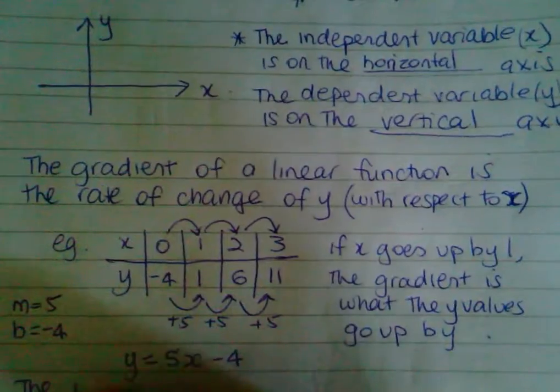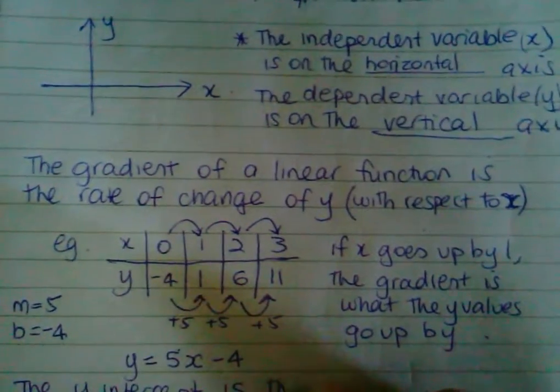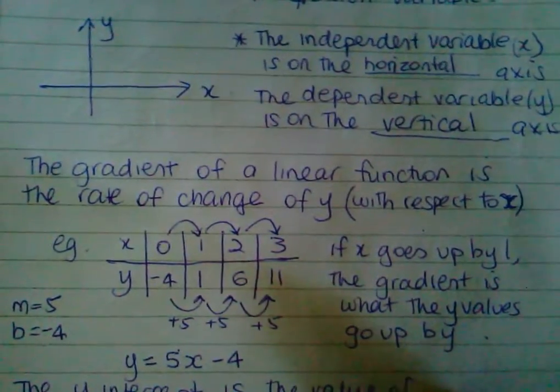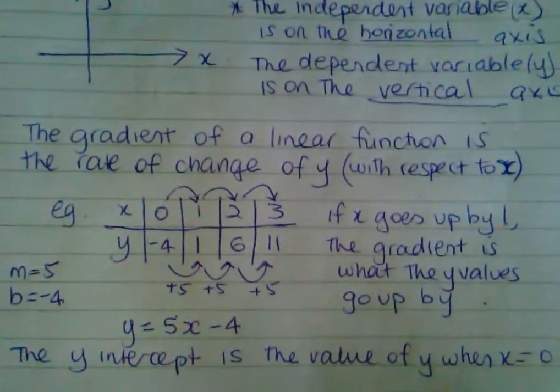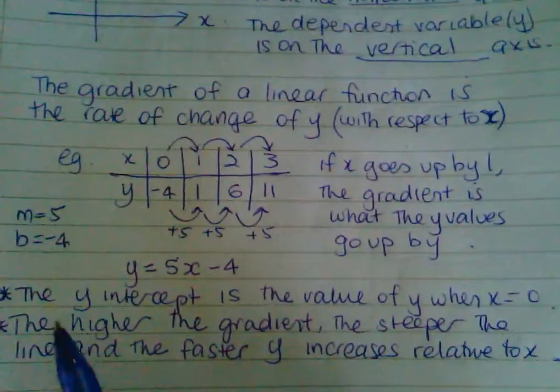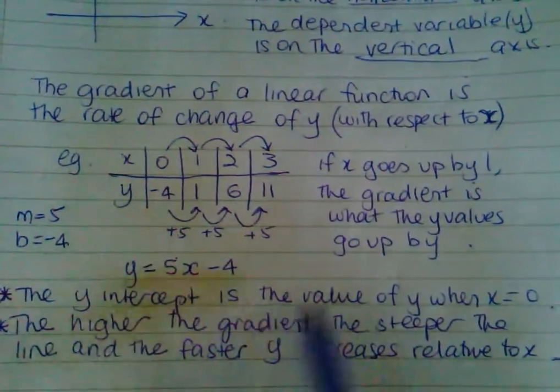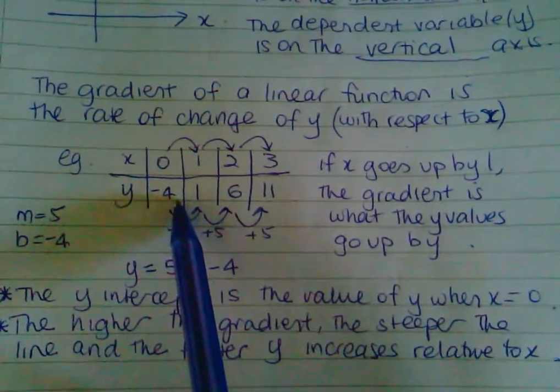So, I wrote this before, but I'll write it again. The y-intercept is the value of y when x is 0. Okay? One final point is, so we already spoke about this, the y-intercept is the value of y when x is 0. So we can see the y-intercept there, it's -4.